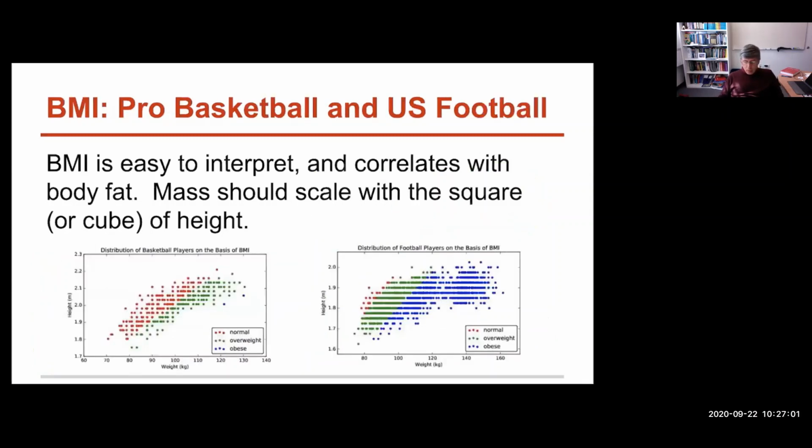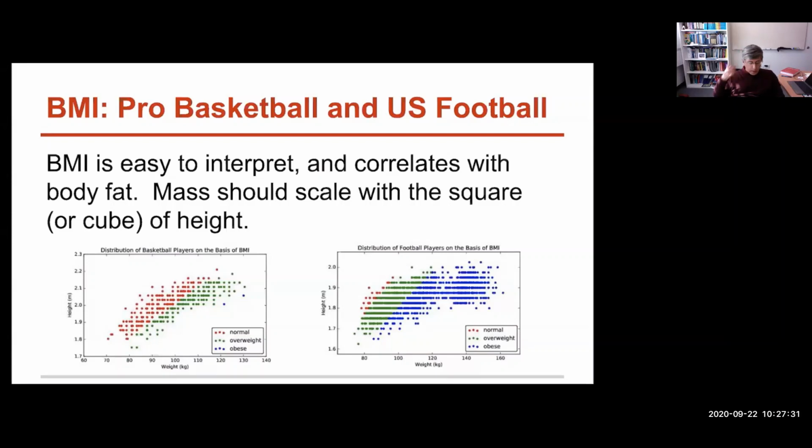Here I did a dot plot of BMI of basketball players and American football players. What do we know about basketball players? Does anybody know anything about basketball players? Very skinny, lanky. I would say tall and in good shape. They run up and down the court for a living, right?